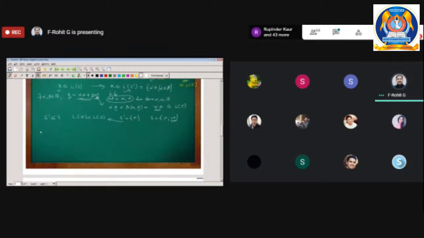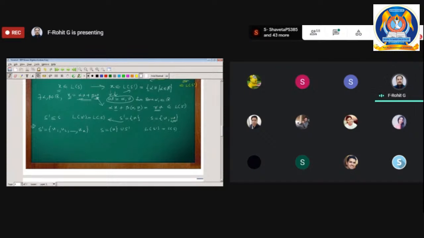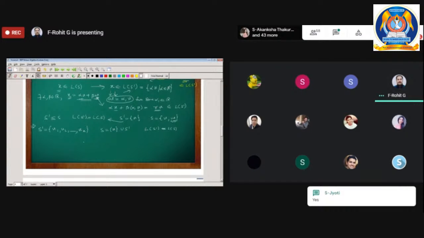Suppose I have S dash equal to V1, V2, and so on, Vk. I have these elements in S dash, and S is S dash union one element V. That means these elements are contained in S plus one more element V. So when will the linear span of S dash be equal to the linear span of S? Yes, Supriya Sharma, the same thing, but now generalizing.